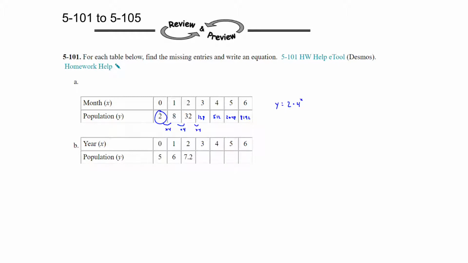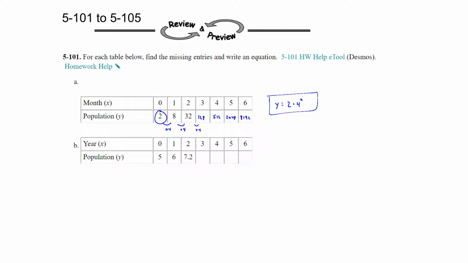Your input is month, and your population is y. So if I plugged in 0 for x, it would be 1. 2 times 1 is 2. Plugged in 1 for x, it would be 4. 4 times 2 is 8. So that would represent your equation for the population and the month.